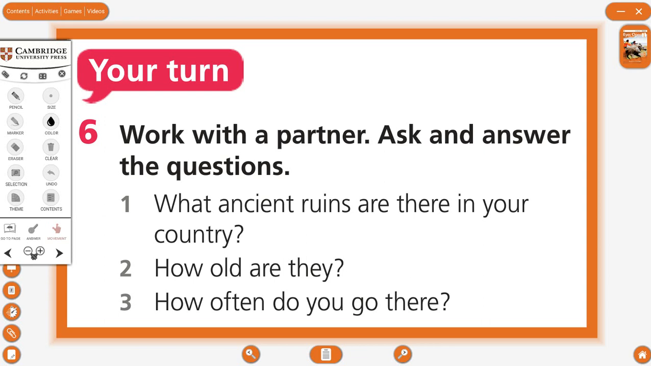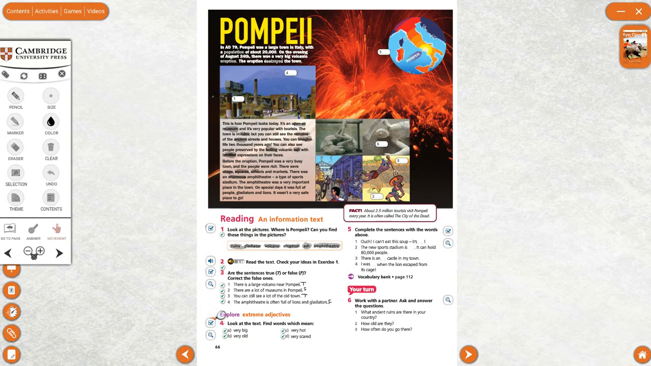For example, number 1. Ancient city of Ephesus in my town. There's Ephesus in my town. Number 2, look at question 2. How old are they? Their age doesn't know exactly. How often do you go there? I haven't gone there, but I want to go there immediately. Now you will answer these 3 questions on your own. Okay. I passed this page. Turn the page, please.